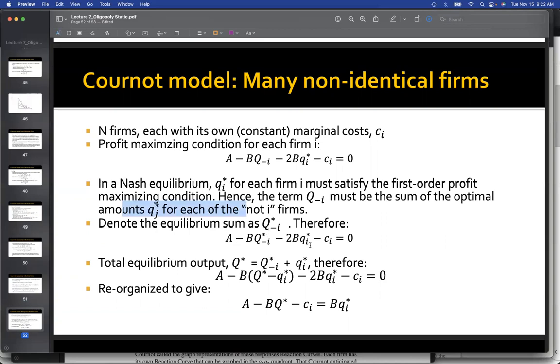So we write this out. And we note that Q star, which is the total, is just the sum of everyone else plus I. Therefore, you write it out as here. This is Q not I. And it will simplify to the following. Okay, so minus BQ minus, this becomes plus BQI. Minus 2 BQI. So magiging 1 na lang siya. Kaya nawala yung 2.